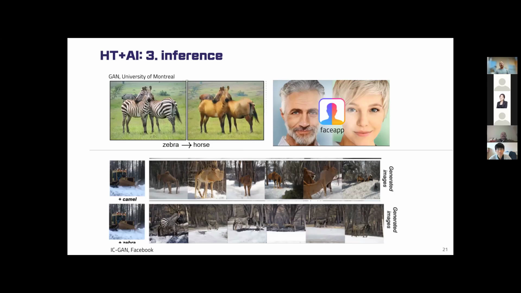The last item that I would like to explain today is inference. The idea of inference is as follows. If you just provide this photograph of zebras as input data, the AI algorithm automatically converts it into horse images, which is called the GAN network, first demonstrated by the University of Montreal. And it is now widely used in forms such as FaceApp. I guess many of you have already used this FaceApp to automatically convert the face in a photograph from male to female and young people to old people.